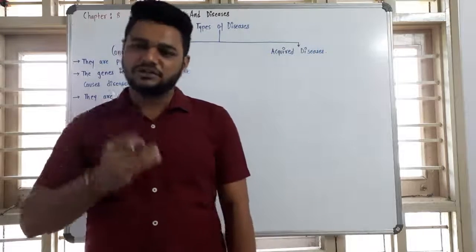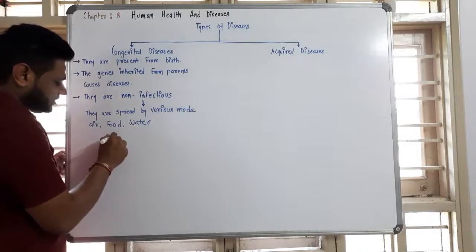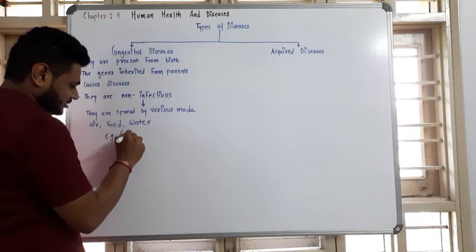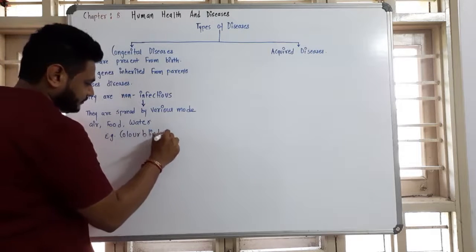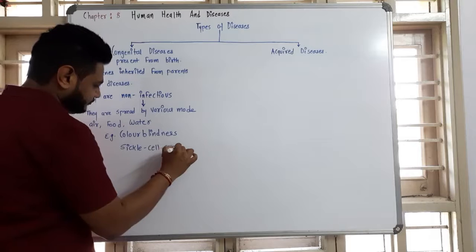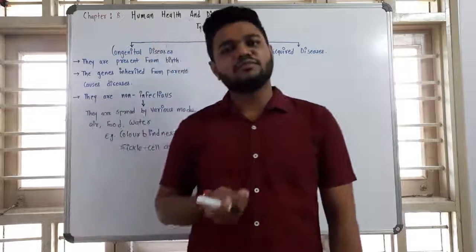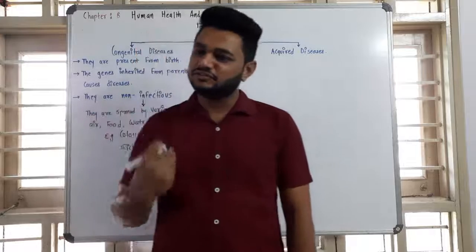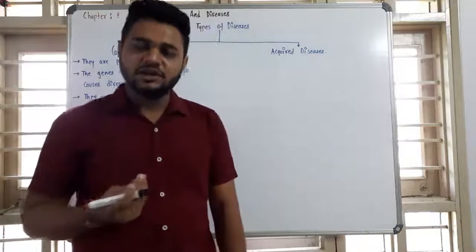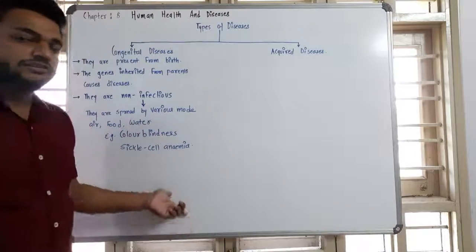Let us now know some of the examples. There are many, but we can understand by some of the examples. First, which is also present in standard 12 genetics, is color blindness. Second is sickle cell anemia. Due to the presence of genes, this generally brings impairment of body functions. They can change or stop the physiological functions due to the absence of certain enzymes, and this can also bring some morphological changes. So this is all about congenital diseases.